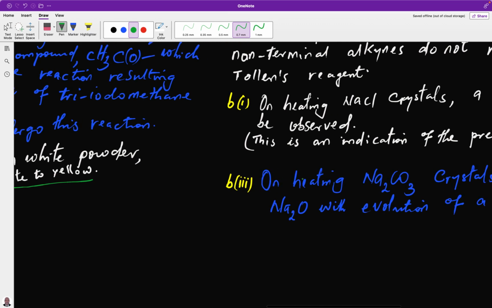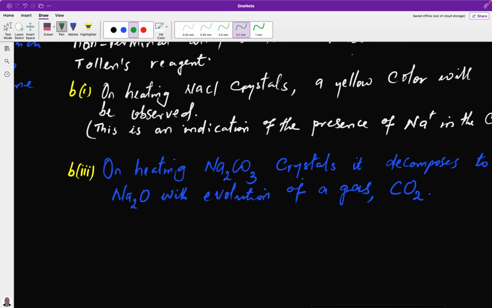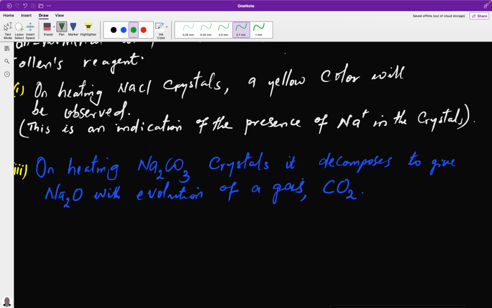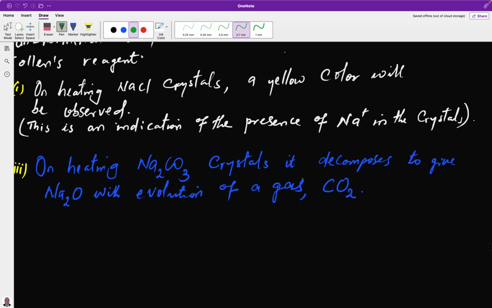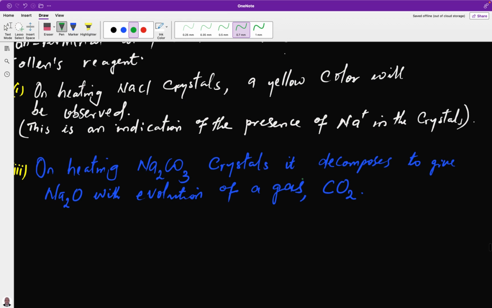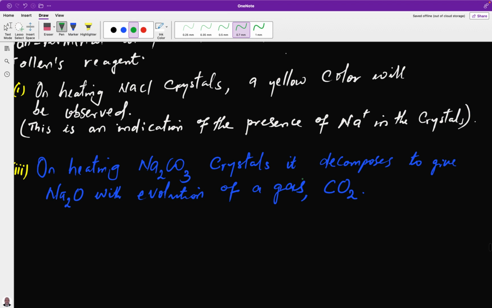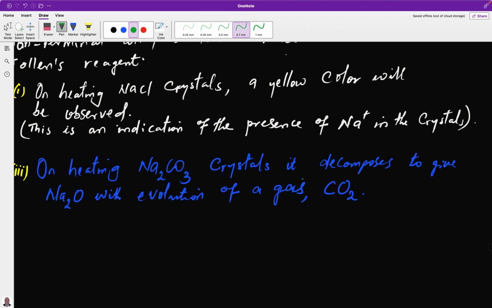Now, B3, on heating the sodium carbonate crystals, it decomposes to give sodium carbonate with evolution of a gas. You can say it decomposes. Heating leads to decomposition to give an evolution of a gas.